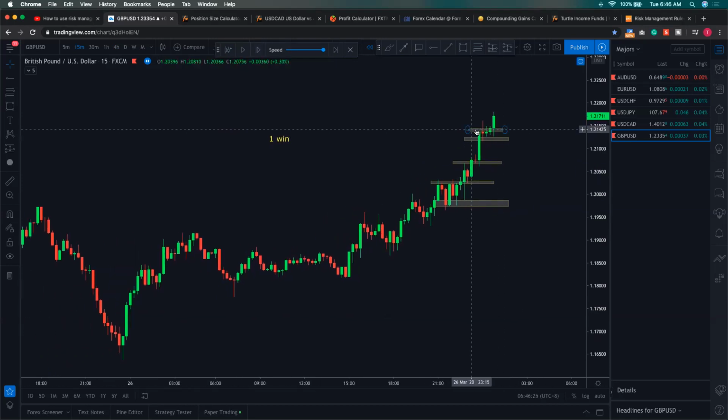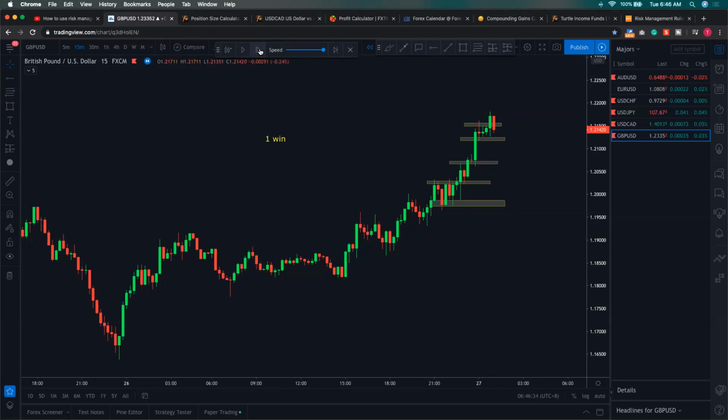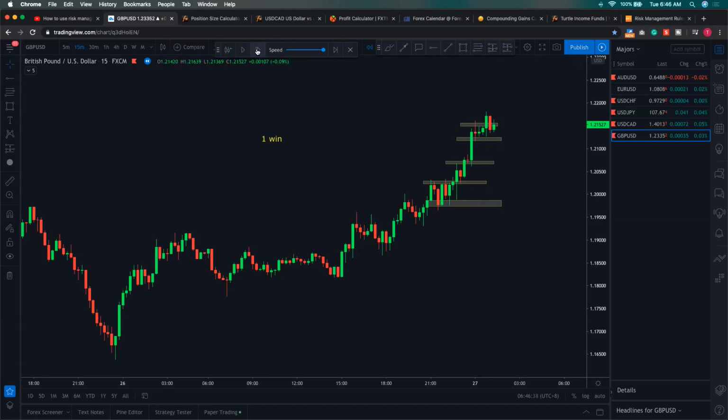Price broke this area to show continuation to the upside, but I see this week here, I'm not too confident to go in, so I'll wait for the next candle. And true enough, price went down. Let's see what happens next.